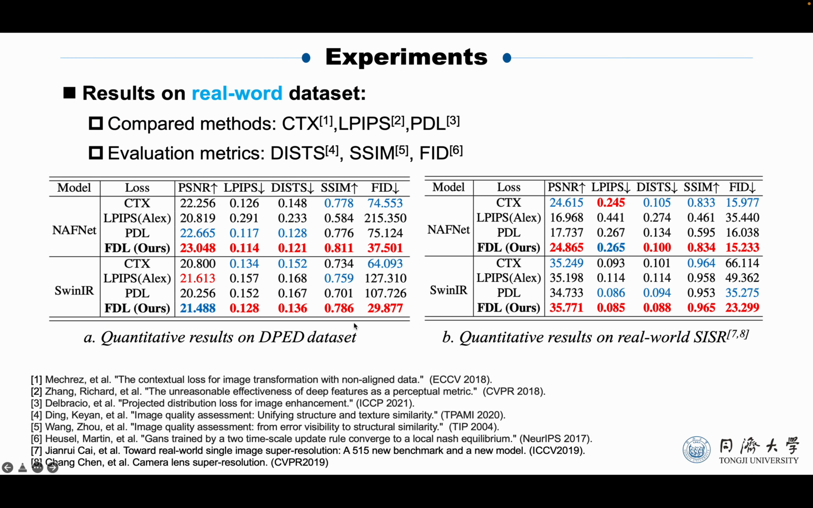These two tables show the performance comparison on real-world image transformation datasets, including the DPED dataset and real-world SISR datasets. We use two popular models, CNN-based NAFNet and Transformer-based SwinIR, to show the robustness of FDL to different model architectures. As can be seen, the FDL achieves consistently great performance, making a large performance boost compared to previous methods.